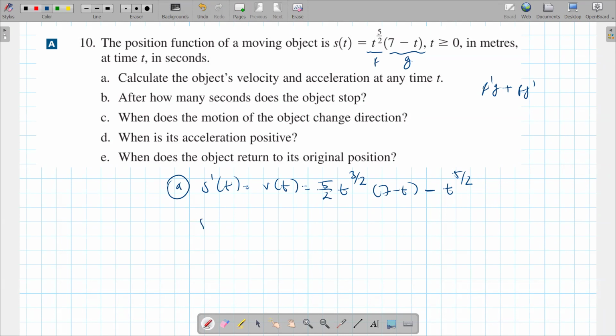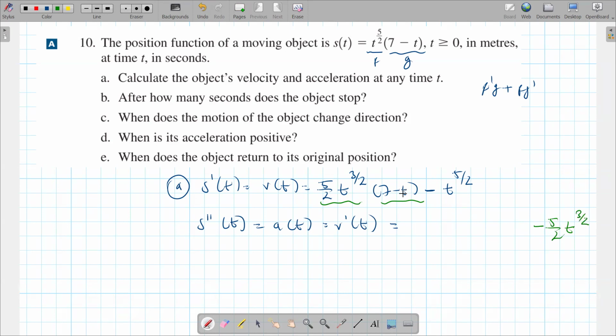And then we have to go one level deeper. S double prime of t, which is the derivative of the velocity function. And that'll give us the acceleration. So again, same kind of idea. Have to use the product rule. I'm going to say this is f. I'm going to say this is g. This one has a minus sign, so that one we can probably find right now. That's just going to be 5/2 t^(3/2).